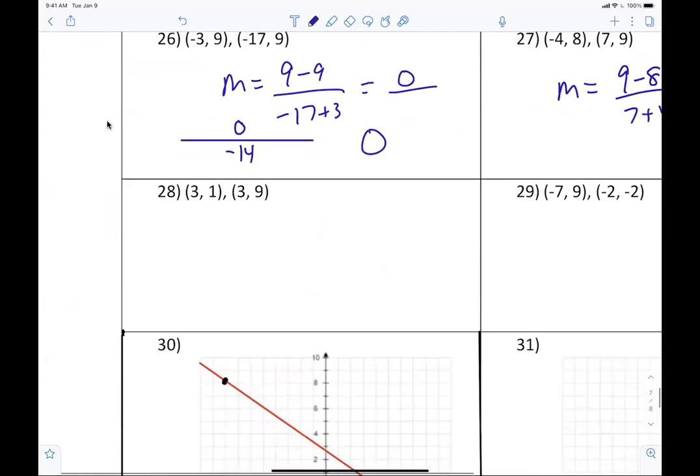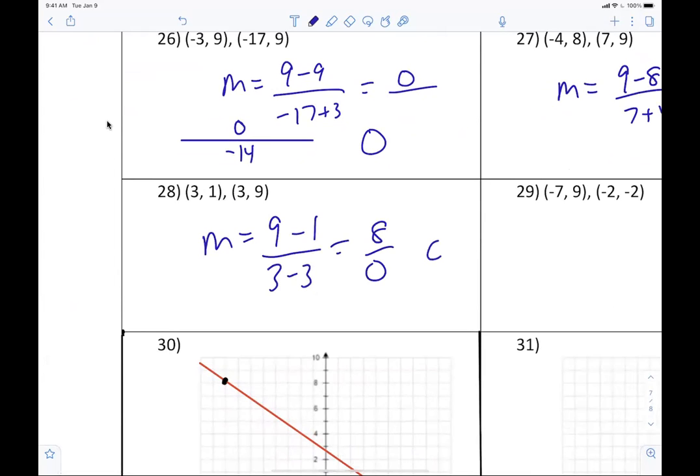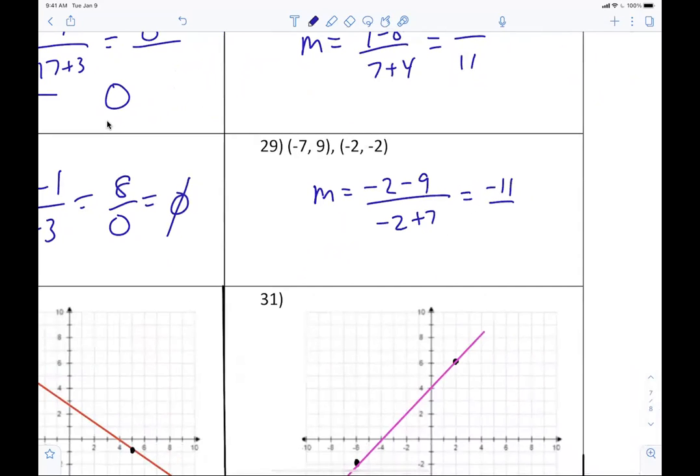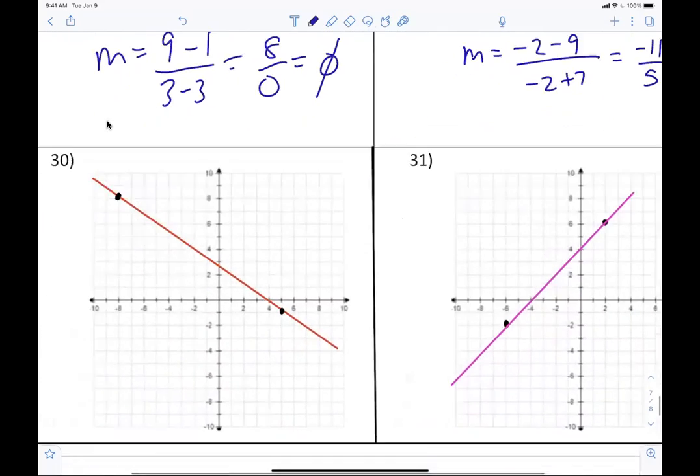All right, so now we have 28. Tell me. It's no solution. 9 minus 1 over 3 minus 3, 8 over 0. Thank you. No solution. Cooper, what is it? -2 minus 9 over -2 plus 7. He said -11 over 5. Any issues? It's not bad. All right, now let's knock out 30.